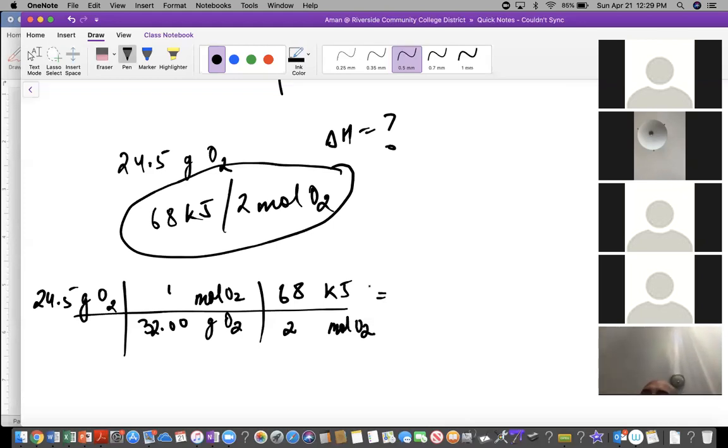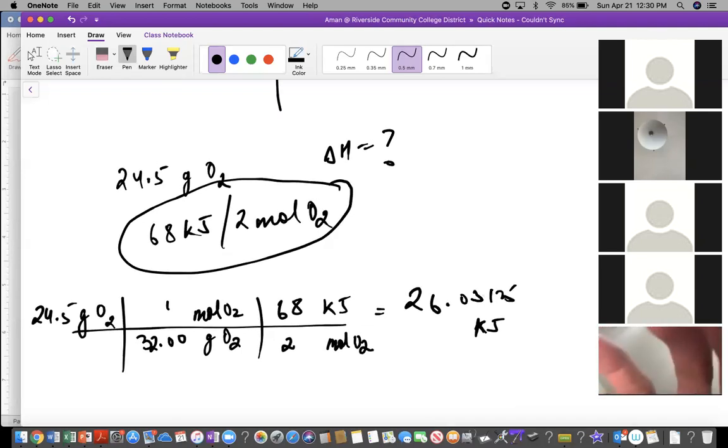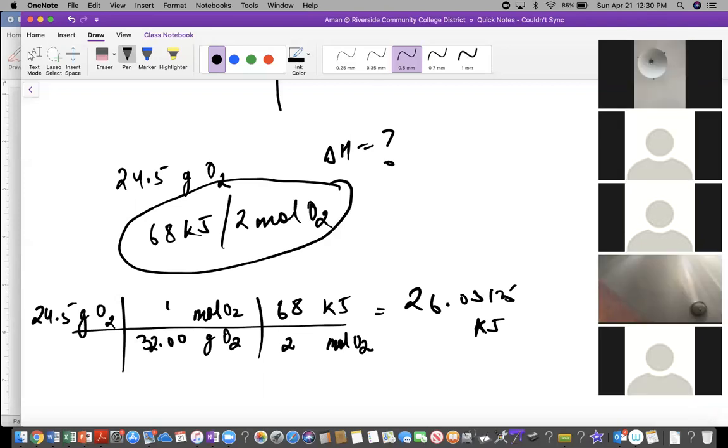Now we just do the calculation. Let me get my calculator. So what you get is 26.03125 kilojoules. Does that make sense, guys?